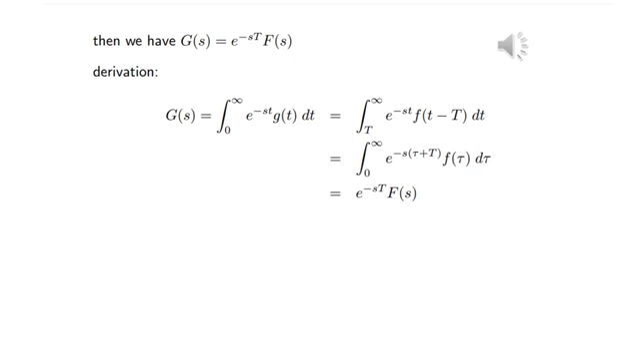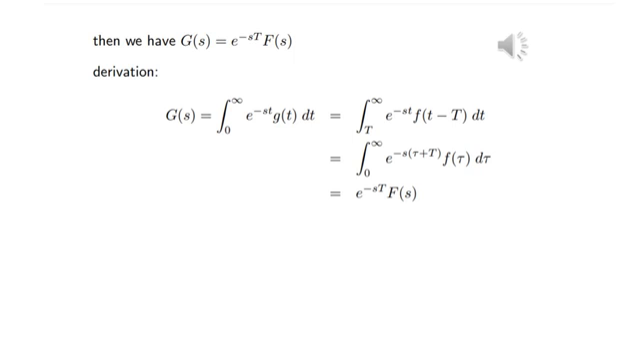Similarly, we can do the conversion in the time scale. Let's put t minus capital T equal to tau, and if we substitute it, e raised to the power minus st will become e raised to the power minus s times tau plus capital T, times f of tau d tau, starting from 0 to infinity, and that will be e raised to the power minus sT times f of s.